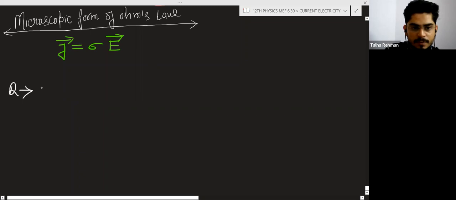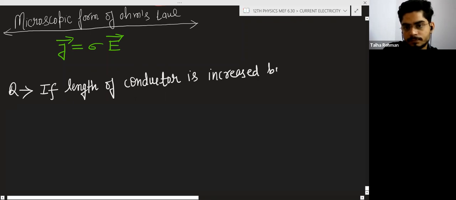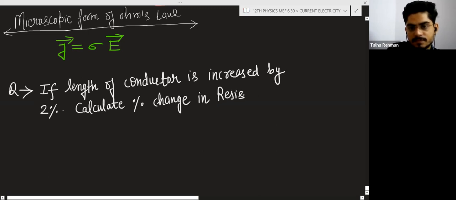Now, if the length of a conductor is increased by 2%, calculate the percentage change in resistance and resistivity.